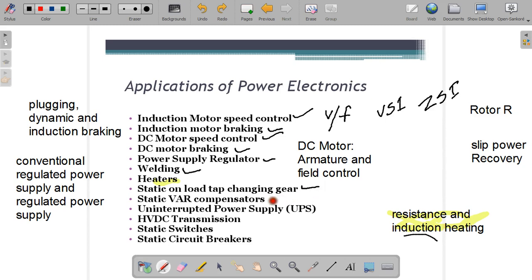Let's move to the next application, static var compensator. These are power electronics devices which supply and compensate the lagging reactive power consumed by the inductive load. It helps in maintaining the constant supply voltage with power factor improvement. There are various power electronics equipment such as TSC, thyristor switched capacitor, thyristor controlled reactor TCR, STATCOM, UPS, UPFC, etc.